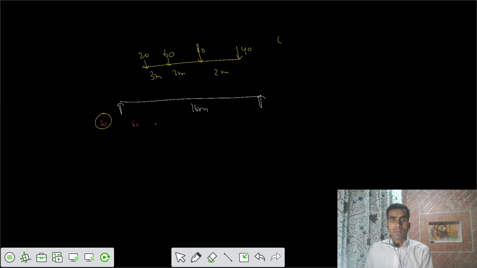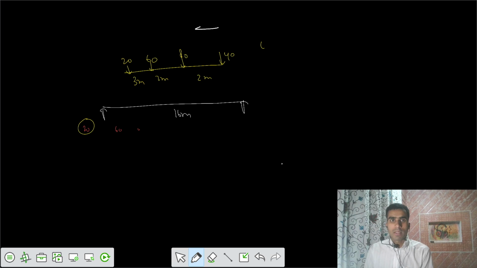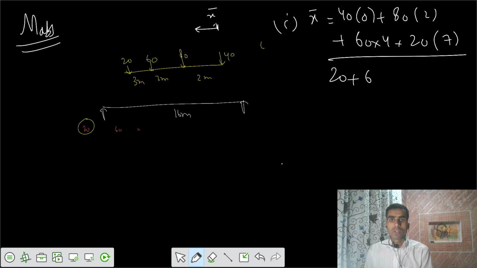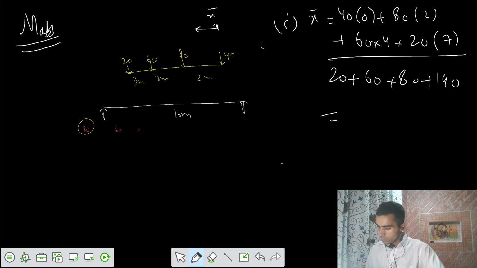I would take that as, if I calculate the centroid from this side, the CG of the loads. The first step for the absolute bending moment anywhere in the section is to calculate the x bar, which equals 40 into 0 plus 80 into 2 plus 60 into 4 plus 20 into 7, divided by the sum of all those loads, 80 plus 140. So you got 2.7.